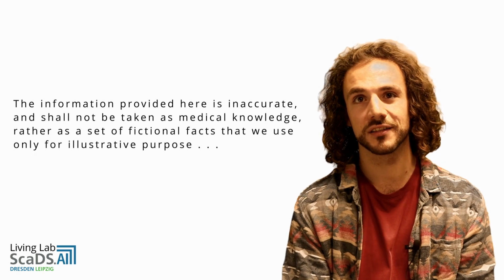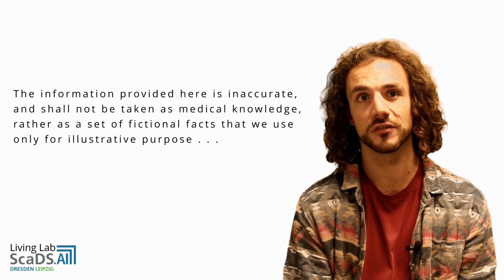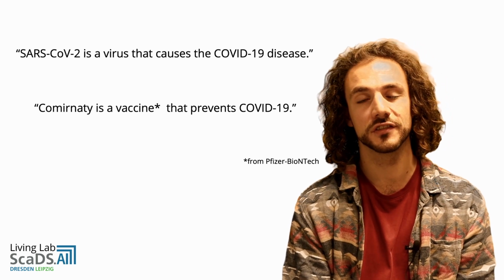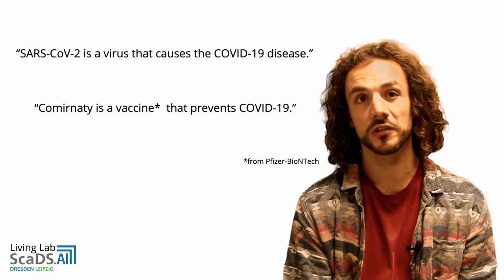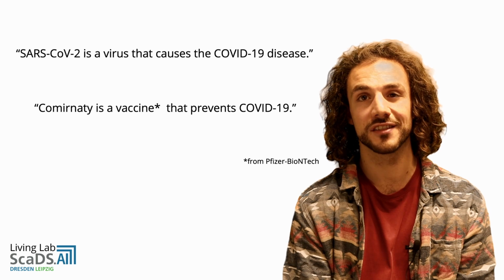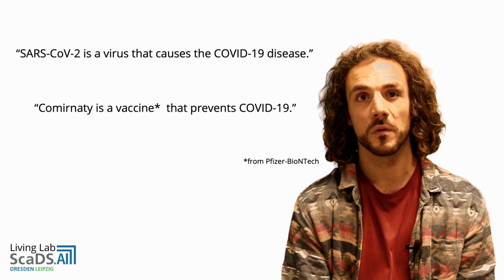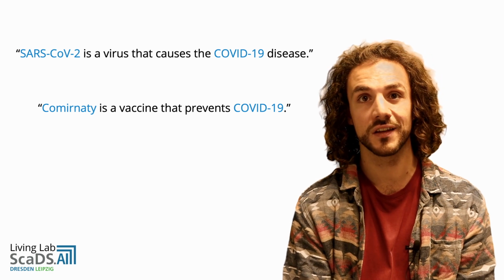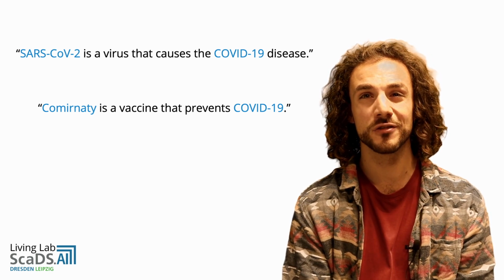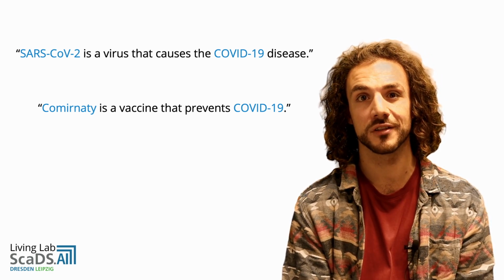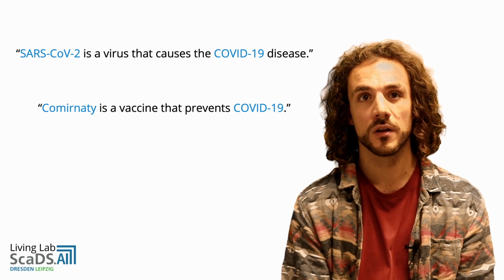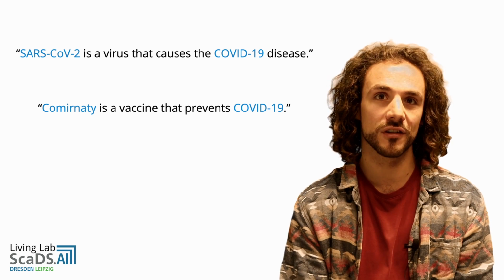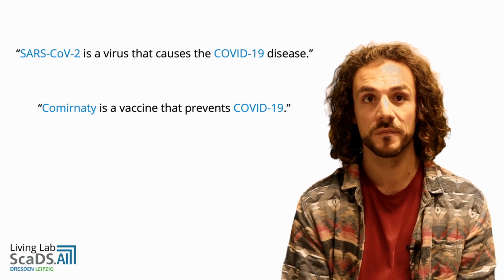Let's start by looking at some facts that we might find in our sources. SARS-CoV-2 is a virus that causes the COVID-19 disease, and Comirnaty is a vaccine that prevents COVID-19. We noticed that the three nouns SARS-CoV-2, COVID-19, and Comirnaty are used to refer to three specific objects or entities. We might want to think of them as units of our knowledge. In description logics, we call them individuals.